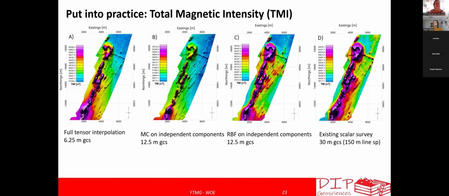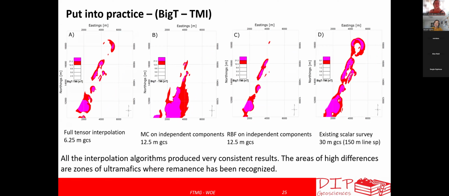And if you look at this map and this map, you're going to say, yeah, but they are the same thing. Well, if you compute the difference between both, they're not quite the same. There are some slight differences between both. The differences are small, but they matter for exploration, and these differences are in areas where there is remanent magnetization. So this is giving us a way to find remanent magnetization.